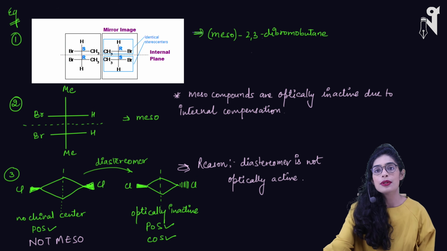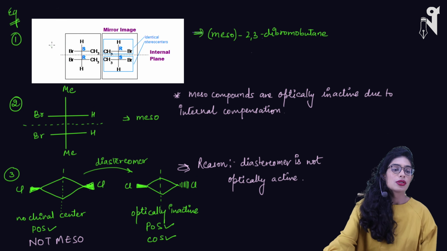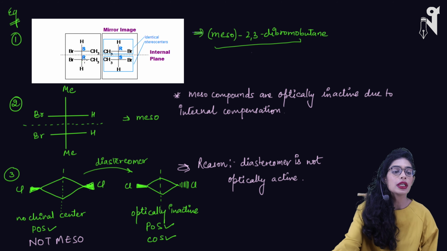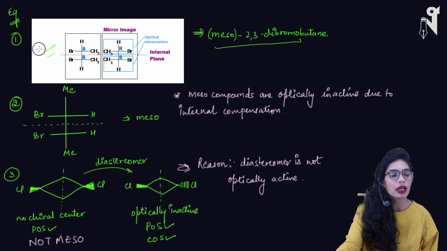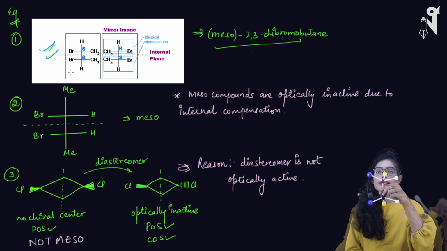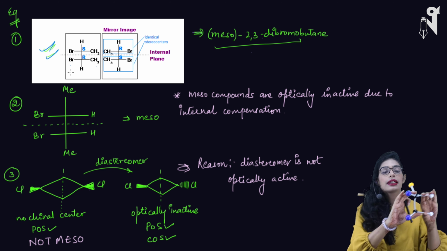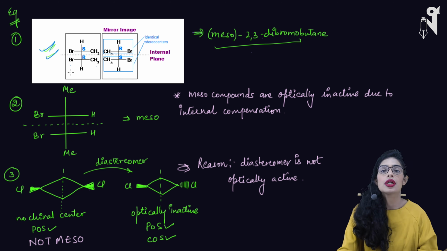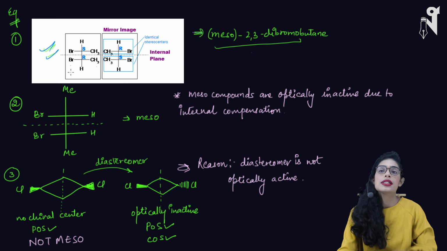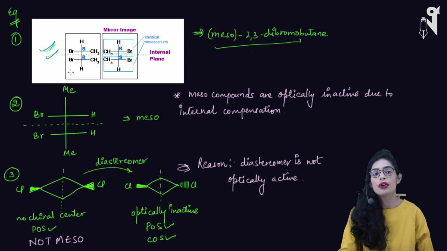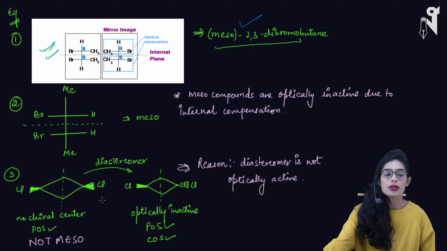Now let's see some examples of meso compounds. Here I have shown you this compound. This is meso 2,3-dibromobutane. Why is it meso? Look at the molecule very carefully. In the molecule, we have hydrogen, bromine, CH3, bromine, CH3, and hydrogen. We've already discussed why this molecule is meso. They have an internal plane of symmetry, identical stereo centers are there. When you cut it through a plane, they form mirror images, and that is why this compound is a meso compound.